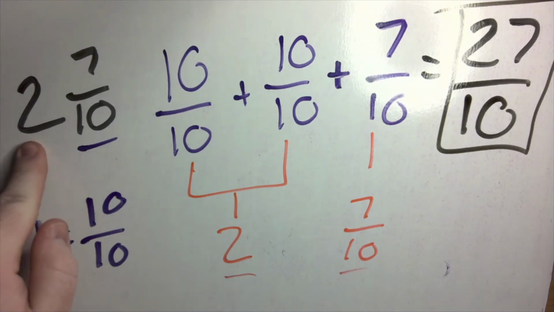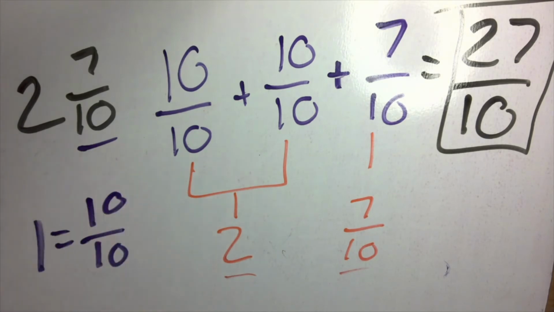And let's say this number was 3, then we would have added 10/10 one additional time. So we would have had 37/10 instead. But just remember, you can always do this, and you can always add as many of these as you need to represent this number.